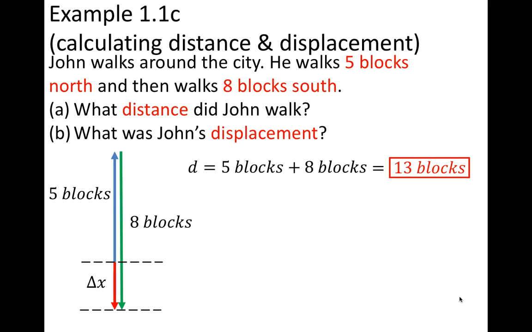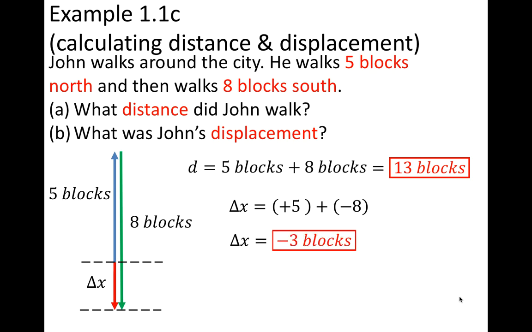When you add vectors, or quantities with a direction, like displacement, then you're going to need to represent the direction of the vectors with a positive or negative sign. So here we're going to give the 5 blocks north a positive sign and the 8 blocks south a negative sign. To calculate the displacement, we can find that it is negative 3 blocks. And that negative sign indicates that the direction of the displacement is south. Negative here means south.